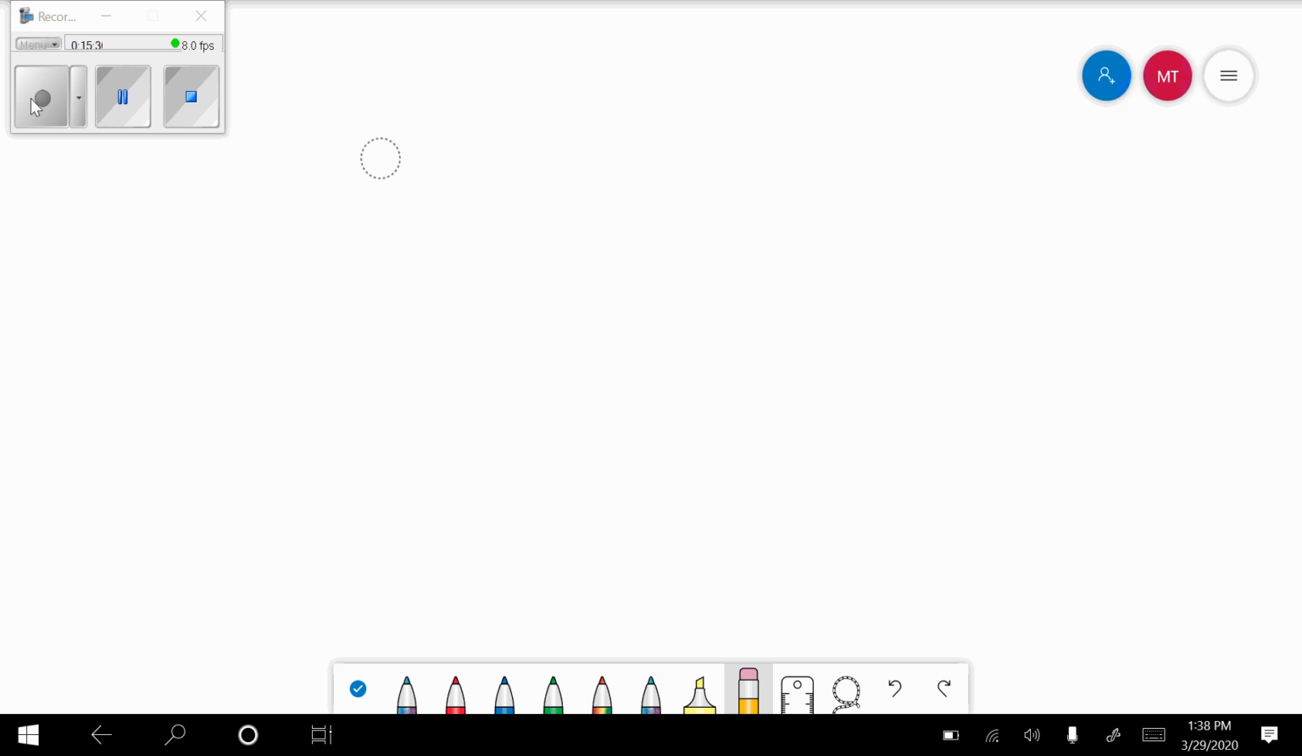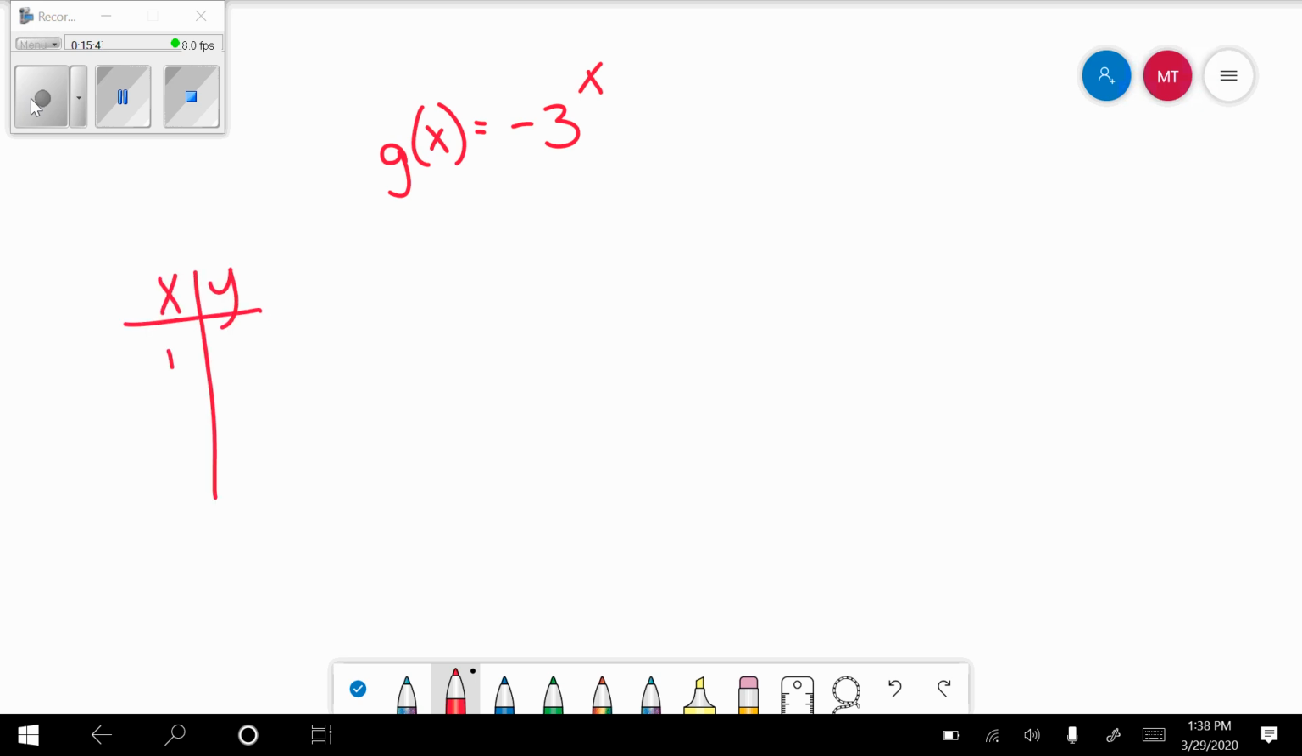A couple more examples. What the heck happens if I have g of x equals negative 3 to the x? All right, like this. Now, actually, I should have read that differently. This is not a -3. This is the opposite of 3 to the x power, which means order of operations, when I plug a 1 in, this becomes 3 to the first power, which is 3. But then I take the negative of that, which kicks out a -3.